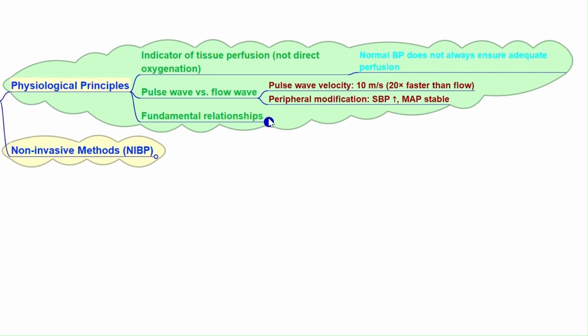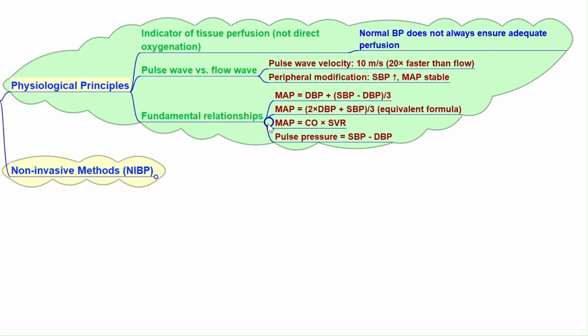The MAP is defined as the average pressure exerted by the blood on the arterial walls throughout a full cardiac cycle. It can be calculated in two ways using these formulas: diastolic pressure plus 1/3 of the pulse pressure, or cardiac output multiplied by peripheral resistance. The pulse pressure is the difference between systolic and diastolic blood pressure.